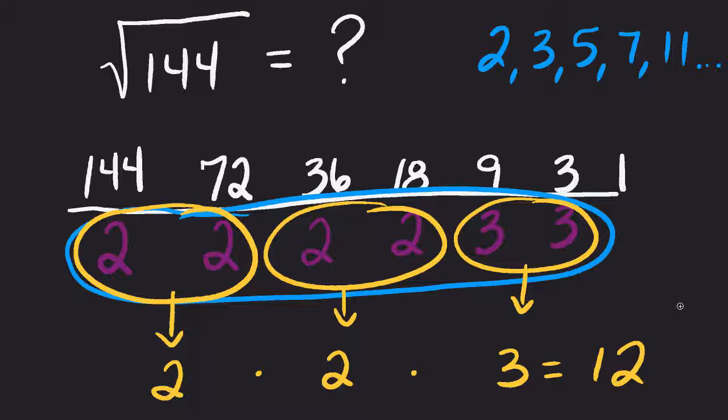So is 144 a perfect square? Yes, because our answer turns out to be 12. No remainder, nothing left over, a clean answer, and so therefore 144 is a perfect square.